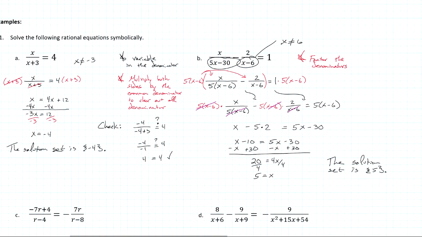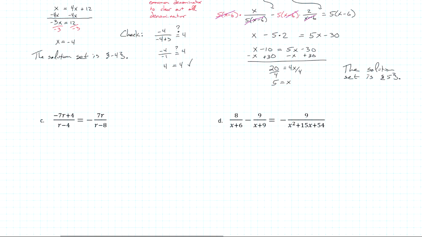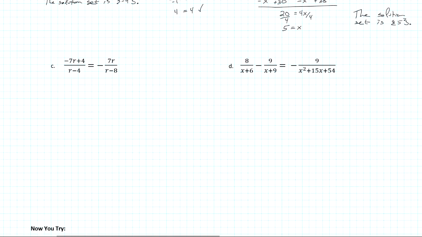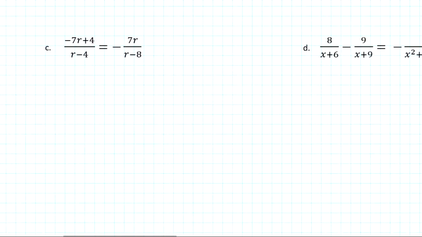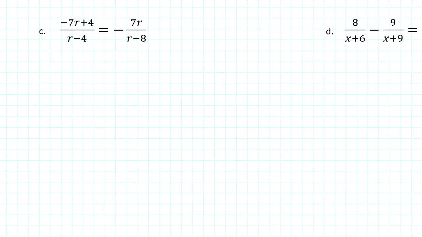Let's go ahead and move on to part C, bottom left of this worksheet. We have negative 7r plus 4 over r minus 4 equals minus 7r over r minus 8. So there's no factoring to be done here in any part of this problem. If I look at the top left, nothing can factor out there. The bottom left and the bottom right, nothing can factor out of those. And 7r is just a single term, so there's no factoring in that either.